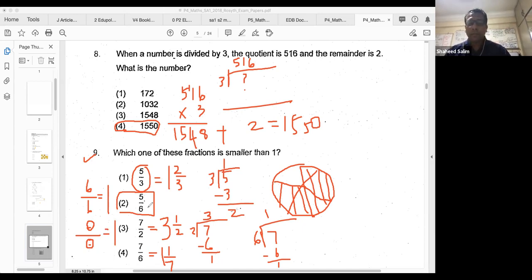If the top is smaller than the bottom, smaller than 1. If top bigger than bottom, bigger than 1. Remember, top is bigger than bottom, bigger than 1. Top bigger than bottom, bigger than 1. So for you, your head is now smaller than the bottom, so you're smaller than 1.